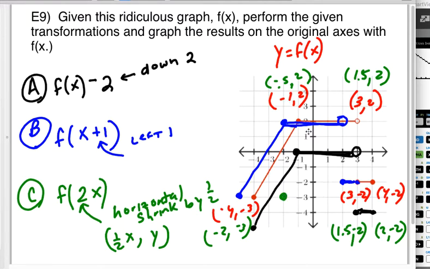This point is now going to be -0.5, 2, so it's going to be half that distance there. This point is now going to be at 1.5, 2. This point is now going to be at 1.5, -2, and 2, -2. So what's going to happen?